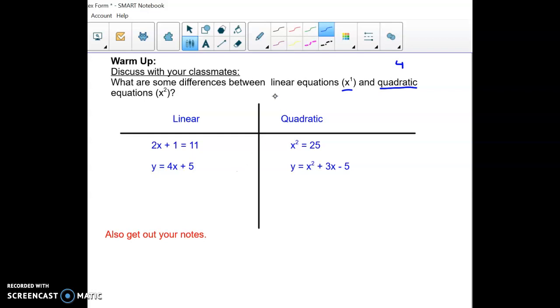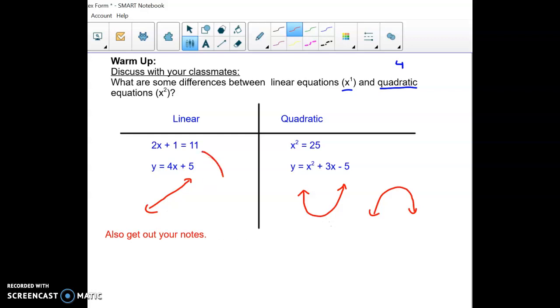Now that you have a chance to think about it, a couple big differences. One, we're going to focus a lot on graphing in this lesson. And so a linear graph is just a straight line graph. Like this one would start at 5 and have a slope of 4. And what a quadratic is going to look like is it's actually got this parabola shape, a U shape, or an upside down U shape like that. Right? So when you graph an x squared, it'll look like that.